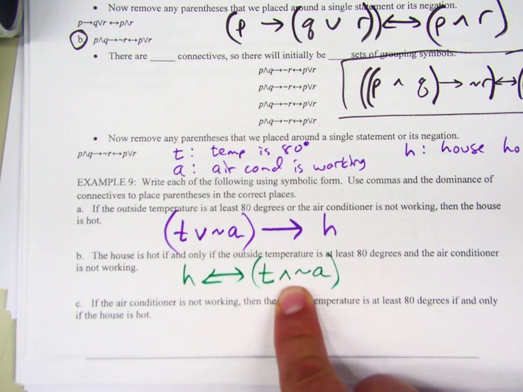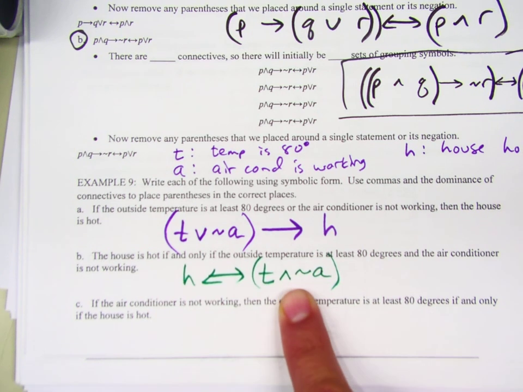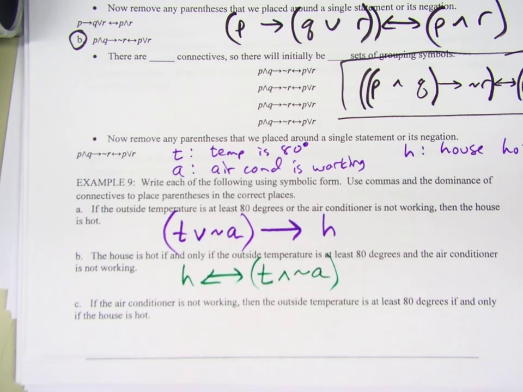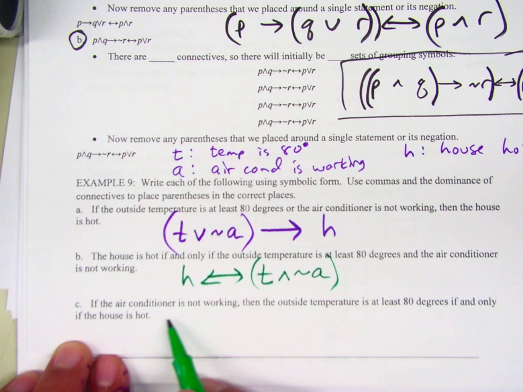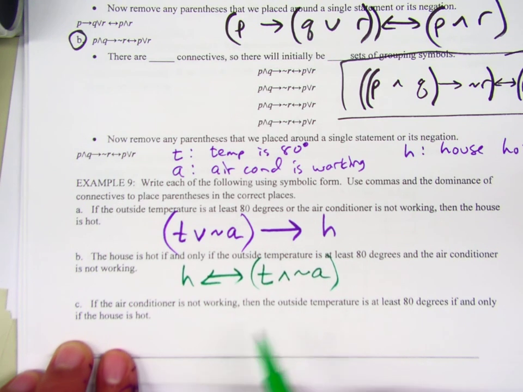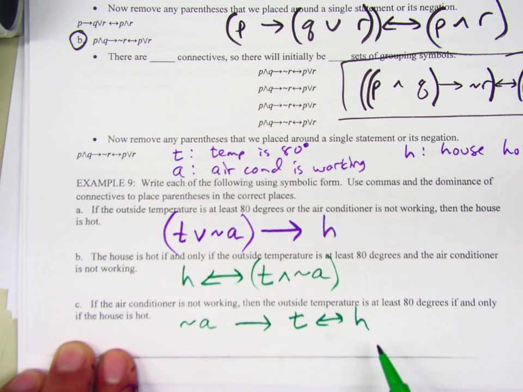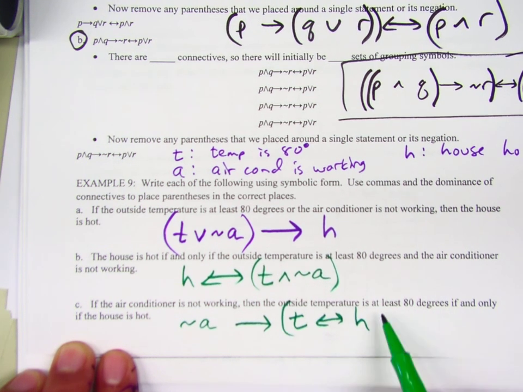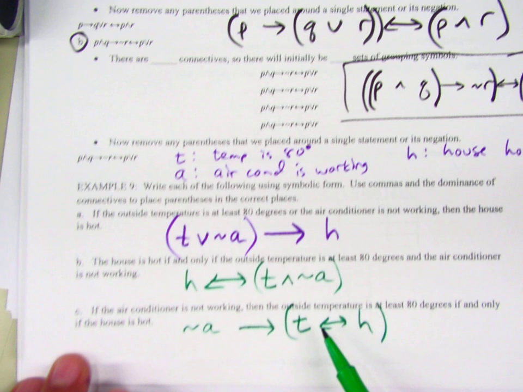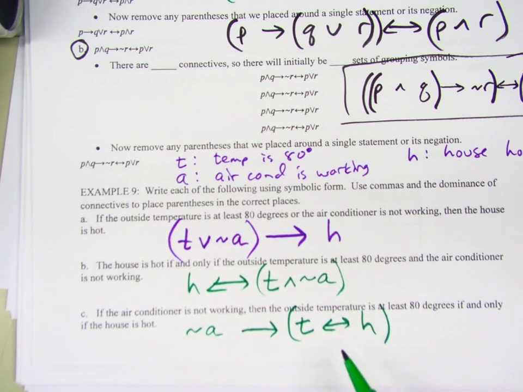Okay? Last one. If the air conditioner's not working, so that's an if then. Air not working, again, is negation of A. Then the outside temp is at least 80. If and only if the house is hot. And this is where we do need a set of parentheses based on the way the sentence is written. You guys understand that?